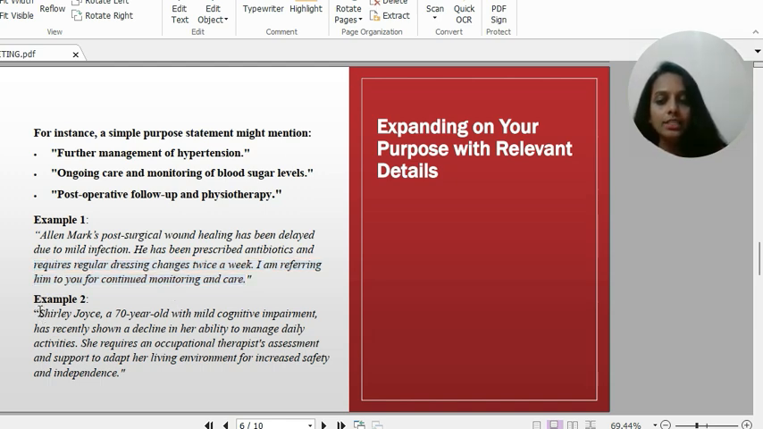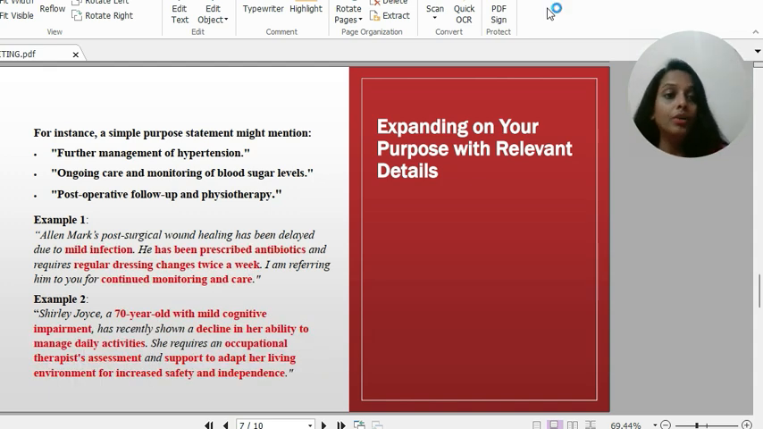Shirley Joyce, a 70-year-old with mild cognitive impairment, has recently shown a decline in her ability to manage daily activities. She requires an occupational therapist assessment and support to adapt her living environment for increased safety and independence. So these are the two examples for expanding purpose with relevant details.